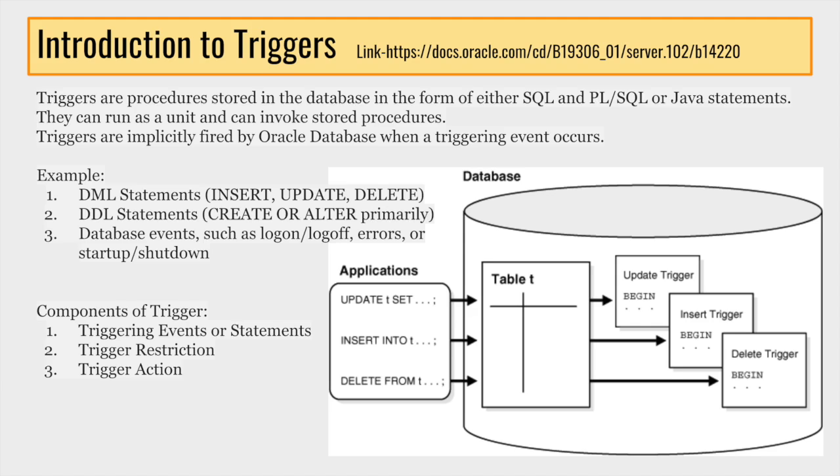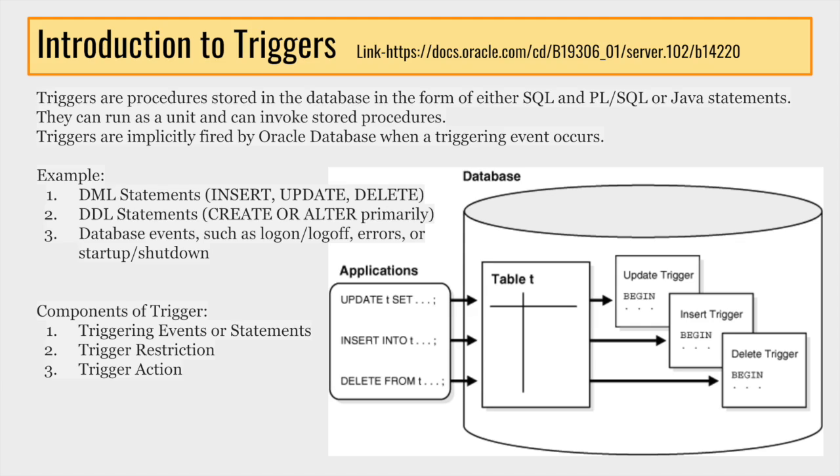A trigger has three basic parts: a triggering event or statement, a trigger restriction, and a trigger action. So a trigger event or statement is an SQL statement, database event, or user event that causes a trigger to fire, while a trigger restriction specifies a Boolean expression that must be true for the trigger to fire. The trigger action is not run if the trigger restriction evaluates to false or unknown.